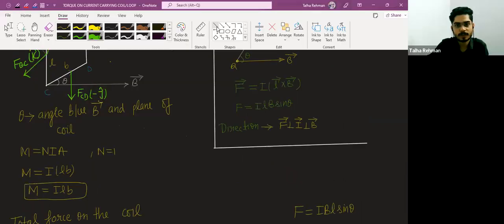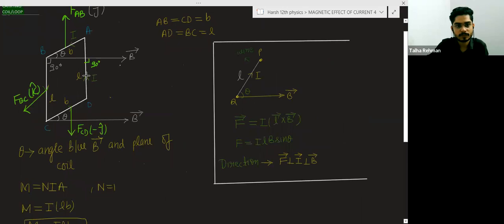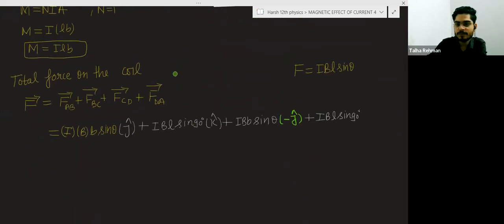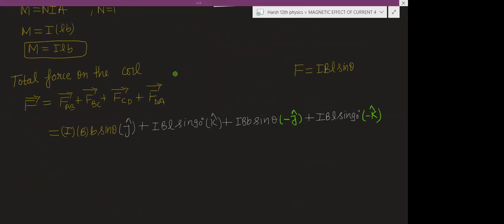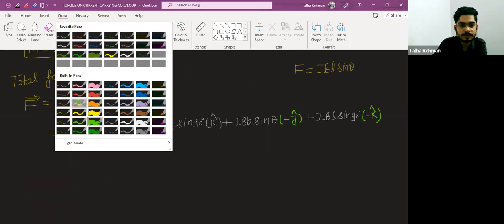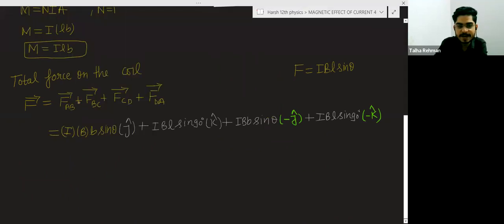So in this direction, your force FAD is inward, which means minus k cap. So here you will multiply it with minus k cap. Now see here. This is IBV sine theta into j cap, and this is IBV sine theta into minus j cap.